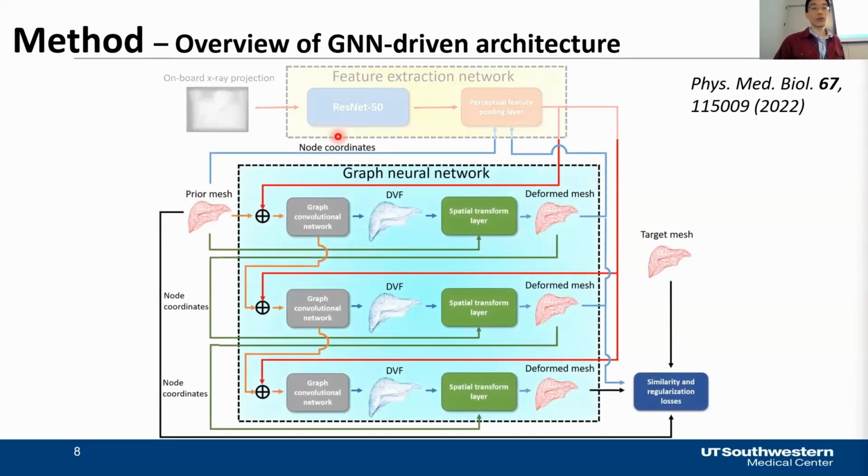The second subnetwork, consisting of 3 deformation modules, progressively deforms the prior liver surface to match the onboard projection. Each deformation module contains a graph convolutional network that predicts the liver surface DVF and the spatial transform layer that will deform the liver surface mesh based on the predicted DVF. In order to train this network, we use the similarity and regularization losses to drive the learning process.